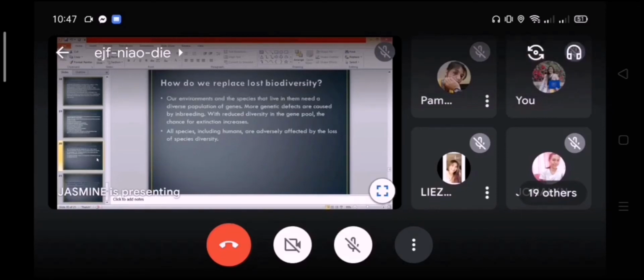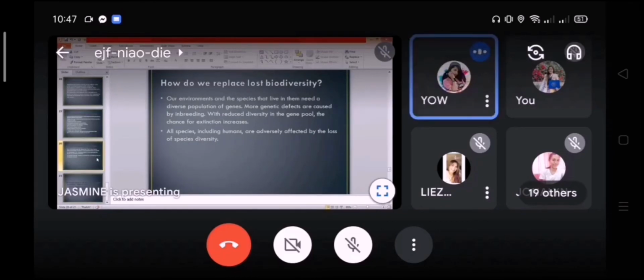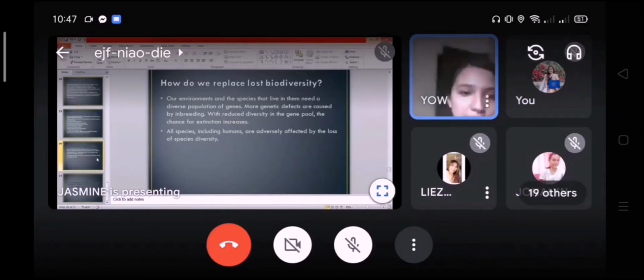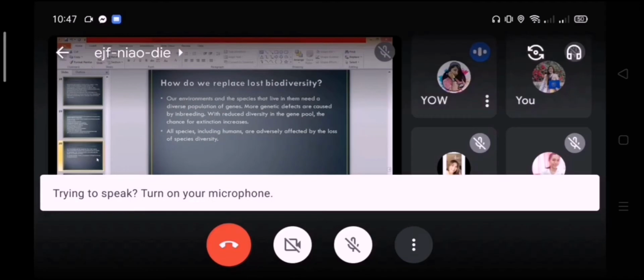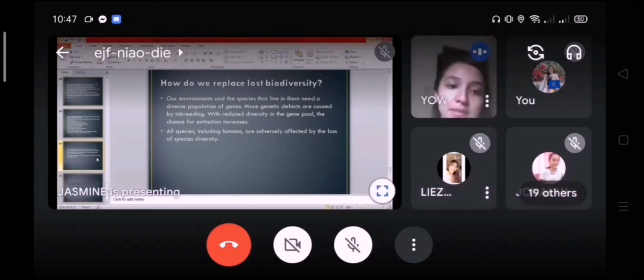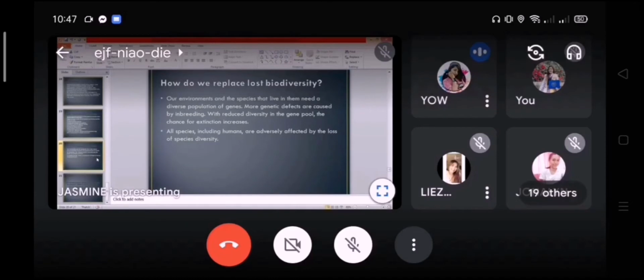Thank you, Miss Cristal. So, how do we replace lost biodiversity? Our environments and the species that live in them need a diverse population of genes. More genetic defects are caused by inbreeding. With reduced diversity in the gene pool, the chance for extinction increases. All species, including humans, are adversely affected by the loss of species diversity.